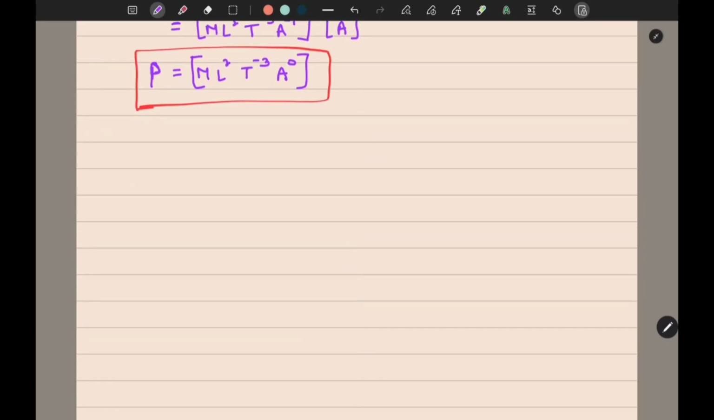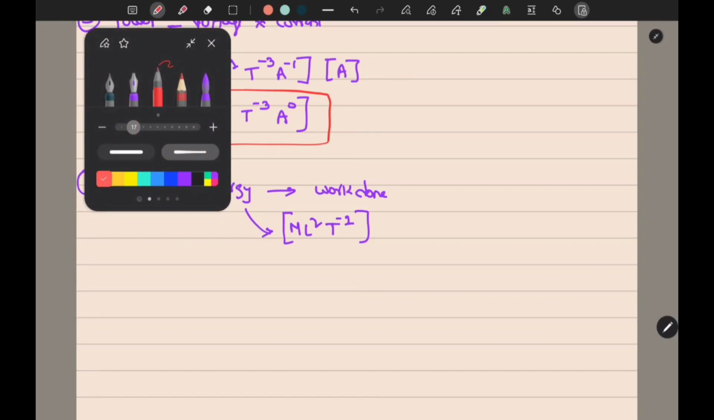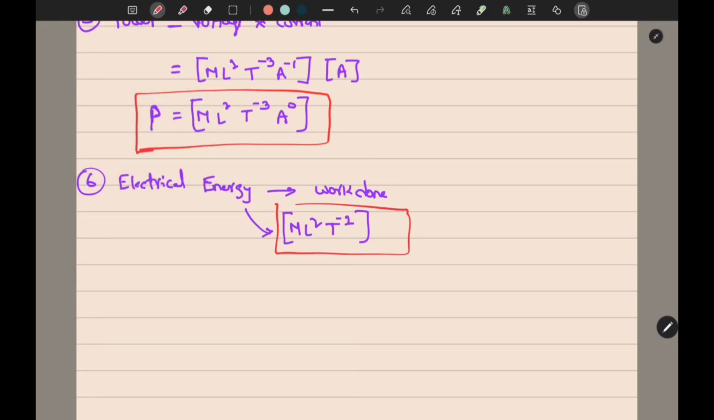Next quantity we can take is electrical energy. The electrical energy dimensional formula is nothing but the dimensional formula of work done. We have derived that the work done dimensional formula is M L square T power minus 2. This is the dimensional formula of electrical energy. So we have got the dimensional formula of electrical energy.